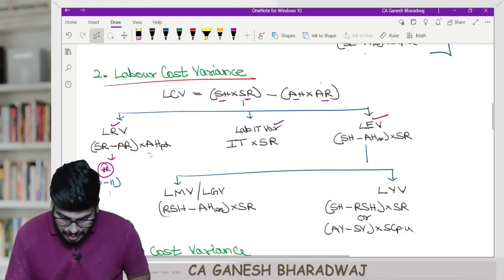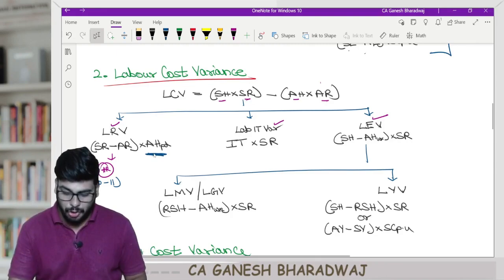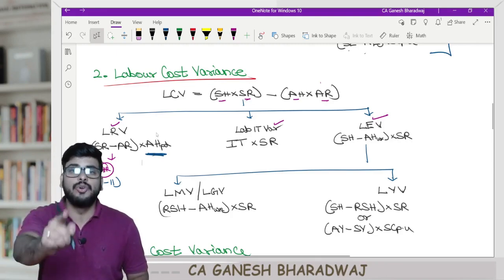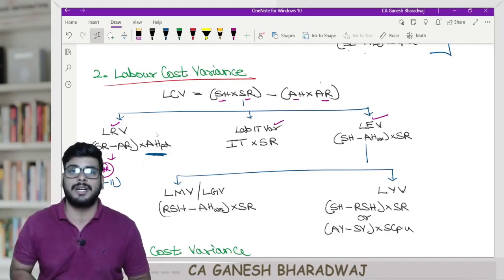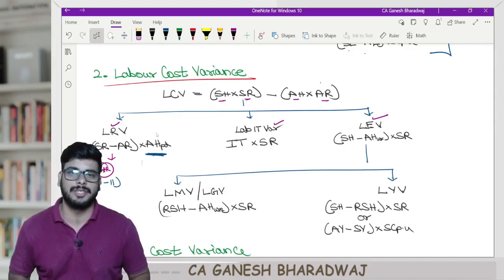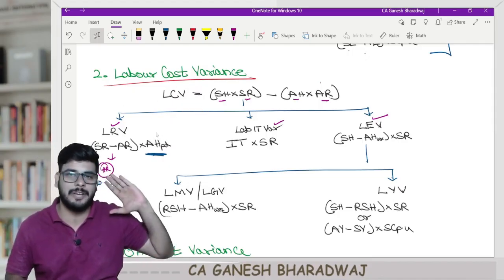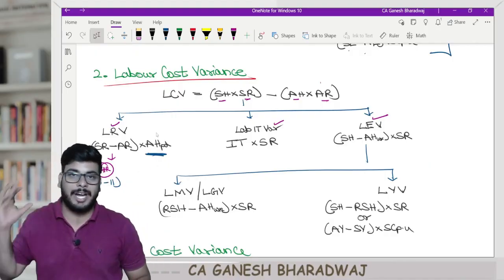Now, why do I multiply this with actual hours? Because this is not in the control of whom? This is not in the control of the HR manager. So, who decides on how many hours the workers need to spend in the factory? It is the production manager, because he makes them work. Are you clear with this? Similarly, there it was the purchase manager. Here it is the HR manager. So, the standard rate minus actual rate into actual hours paid.